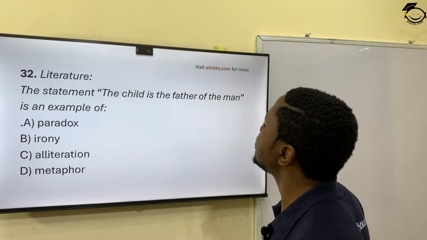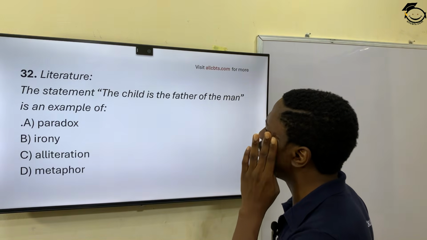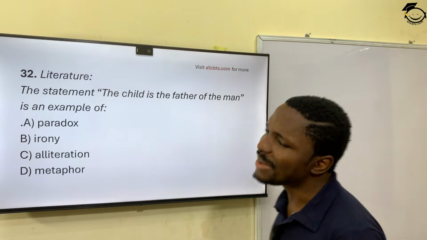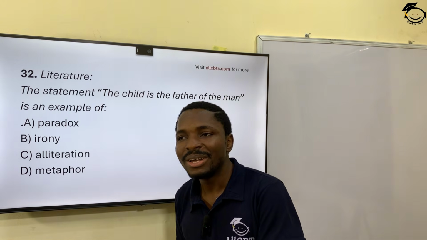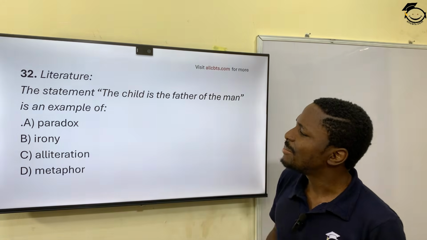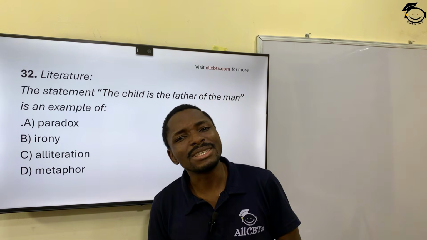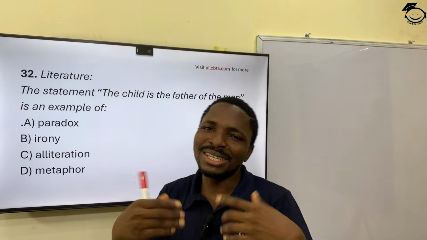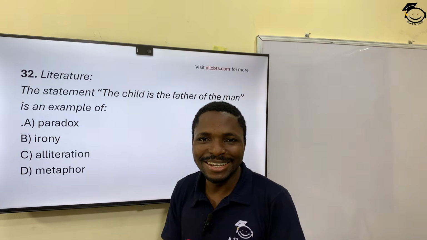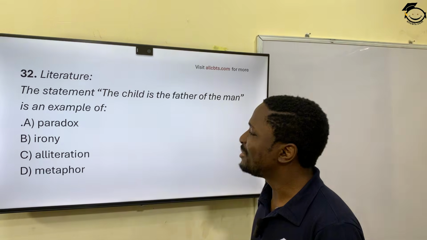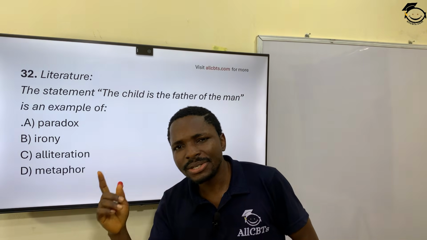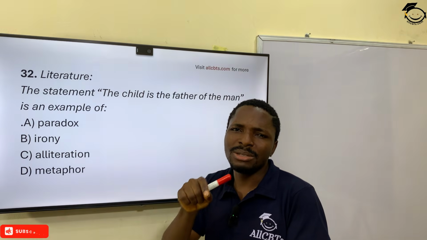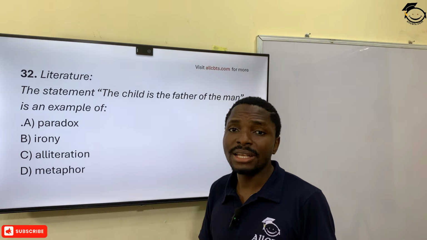From literature, the statement, the child is the father of the man, is an example of what? The child is the father of the man. It's a paradox. Now, what's a paradox? A paradox is a kind of statement that does not make sense, but on closer look makes sense. So on the first hearing, a paradox doesn't make sense. But when you think about it, with deeper thoughts, it finally makes sense.